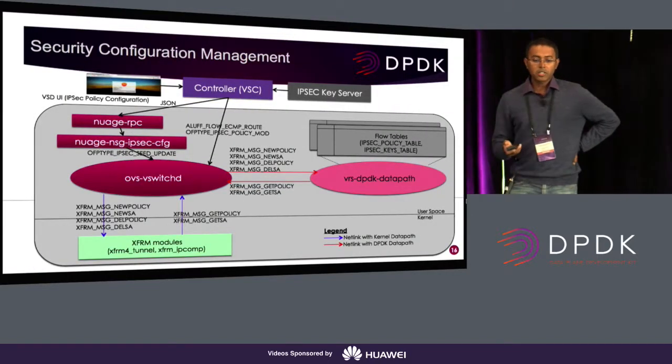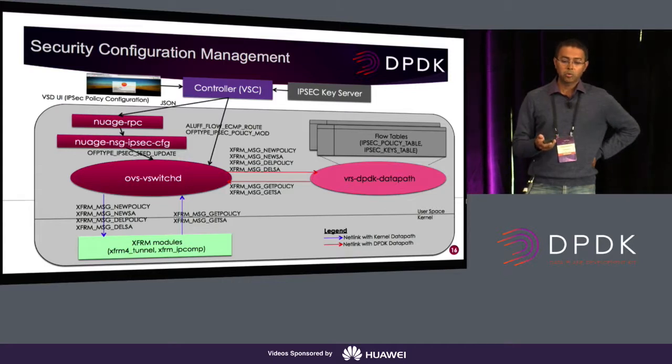So how it all fits together, if you see this in the gateway: you have the Open vSwitch ovs-vswitchd application, and just like in the kernel way, it will send the IPsec policies into the kernel through the XFRM policies.